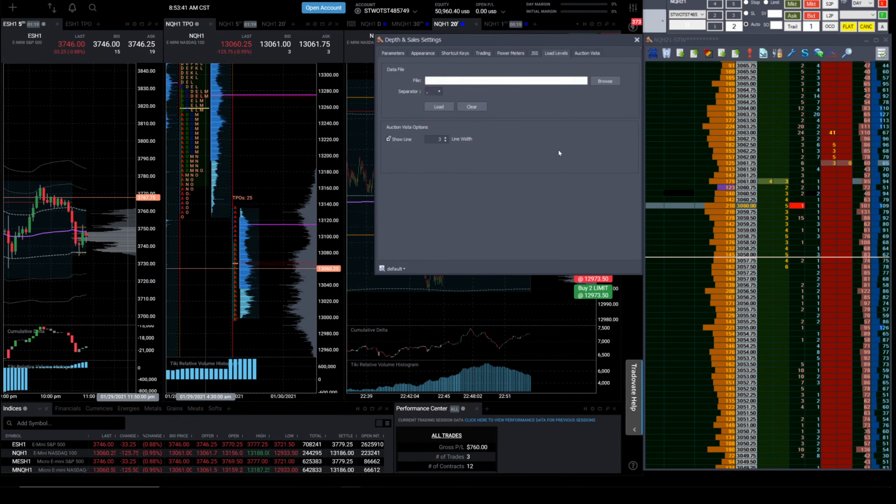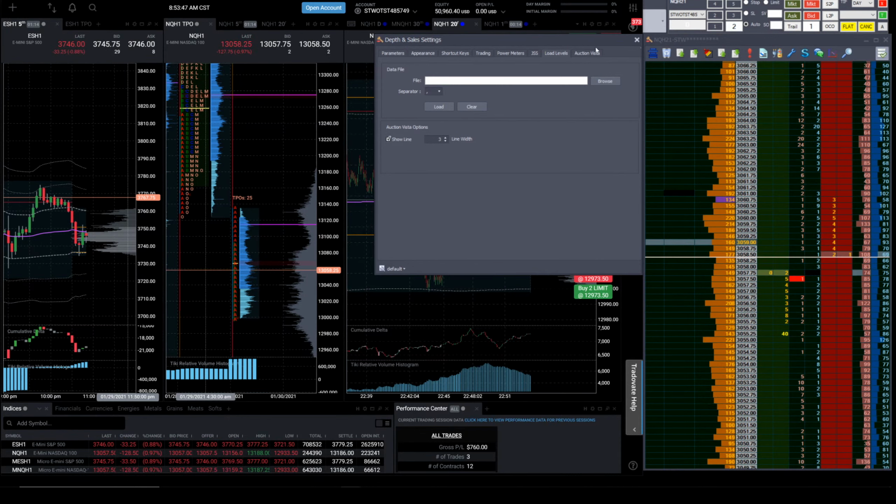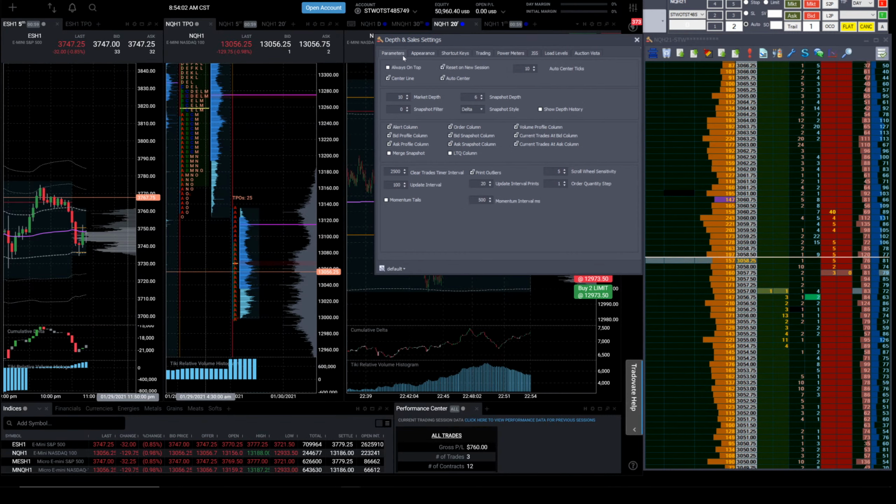Load levels. Oh, now there's a new one I didn't see since this last update. Okay. They have an auction vista, which is the same type of heat map as the book map. I don't find it very helpful, but it's part and parcel of their tools.